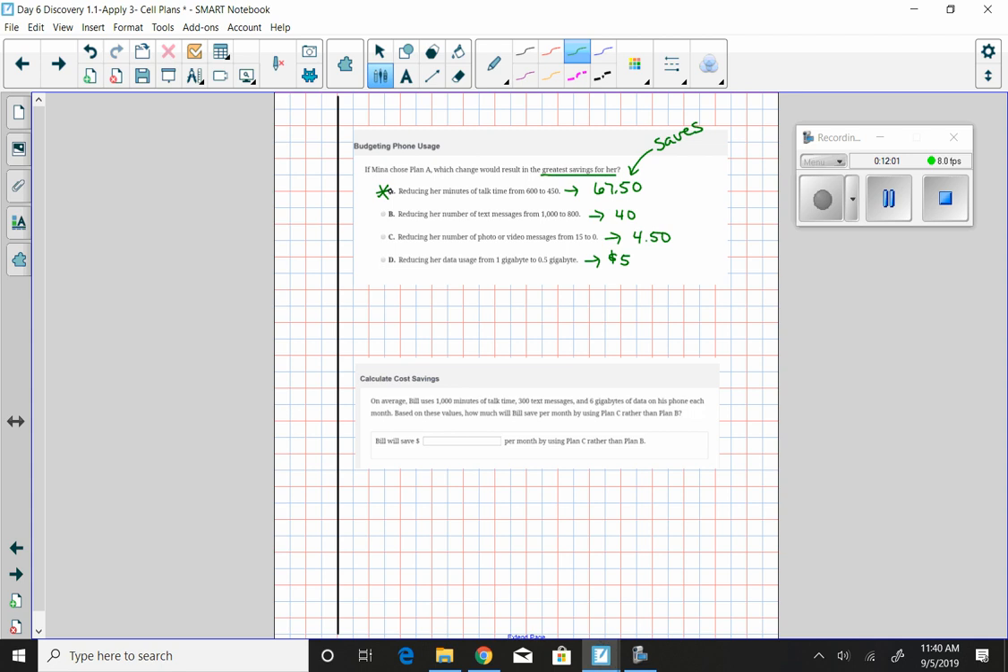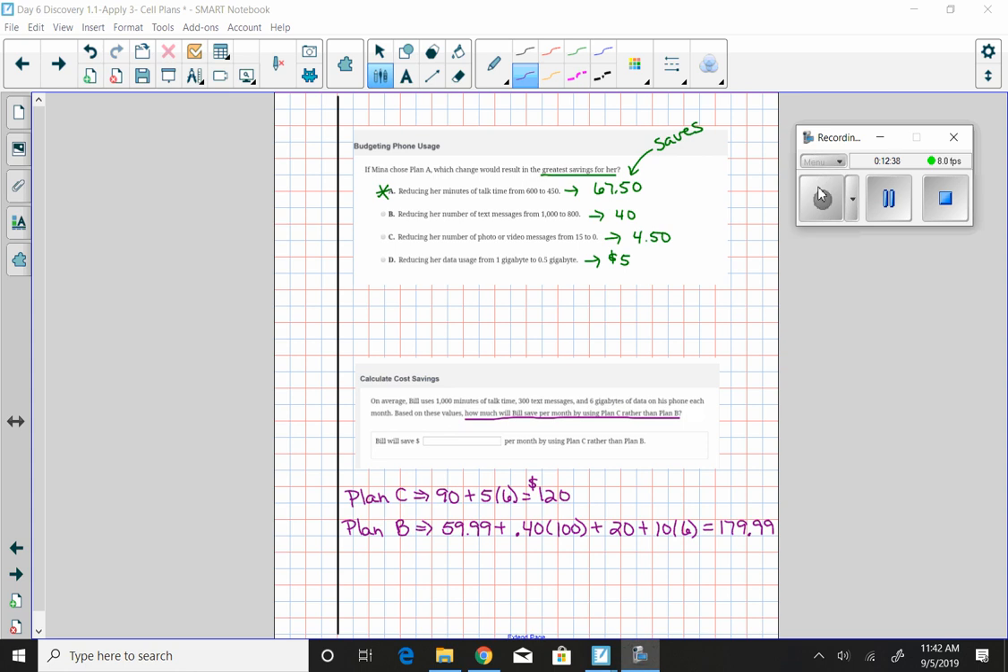All right, I'm going to ask you guys to do this next one completely on your own. You can check with the people at your table, though, see what they come up with. I want you guys to deal with this one. On average, Bill uses 1,000 minutes of talk time. He sends 300 text messages and 6 gigs of data on his phone each month. Based on these values, now catch the question, how much will Bill save per month using C rather than B? All right? So go ahead and hit pause, work on this. It's going to take you probably about 5 minutes, and then go ahead and hit play again.